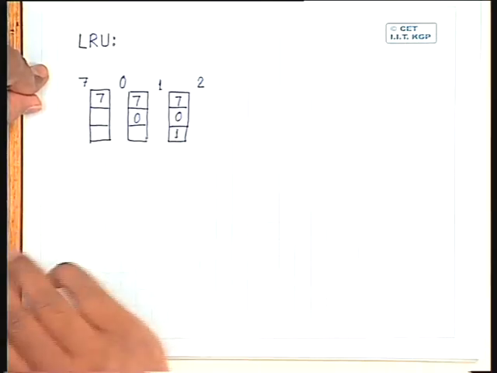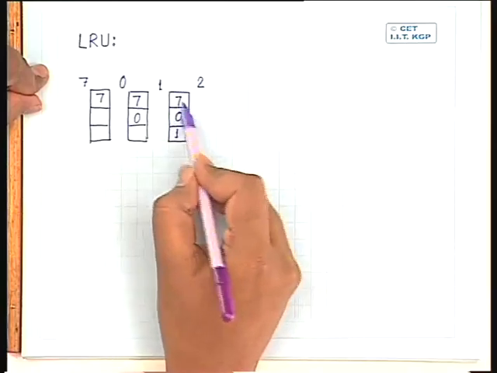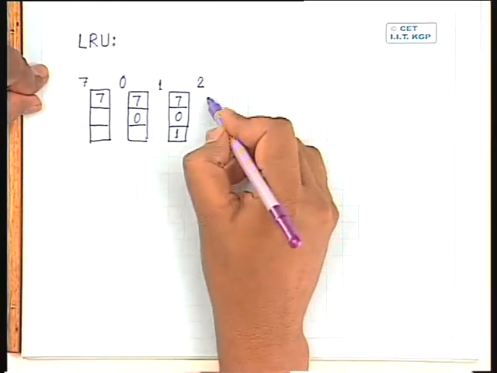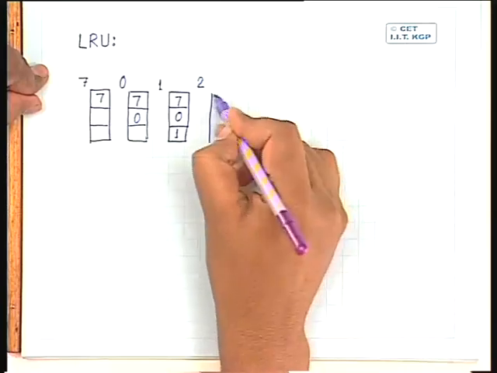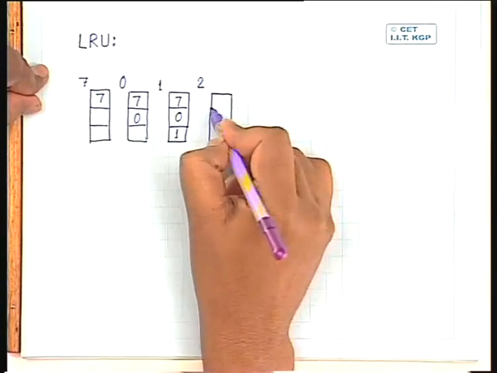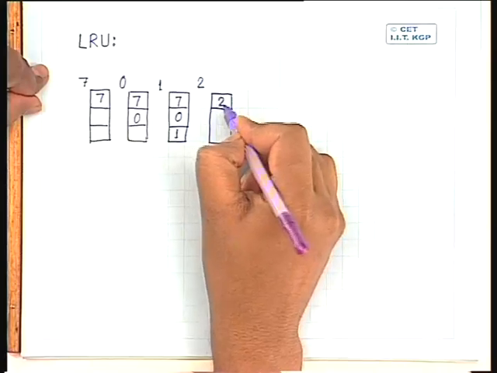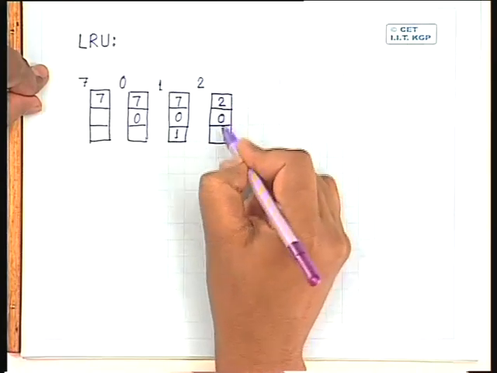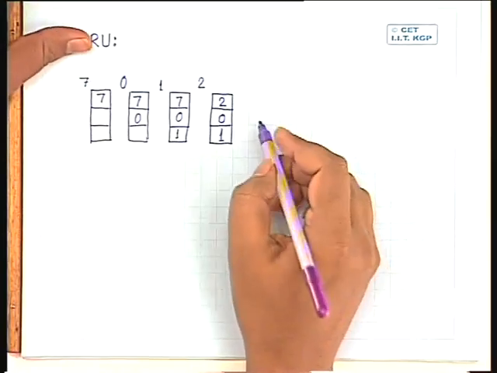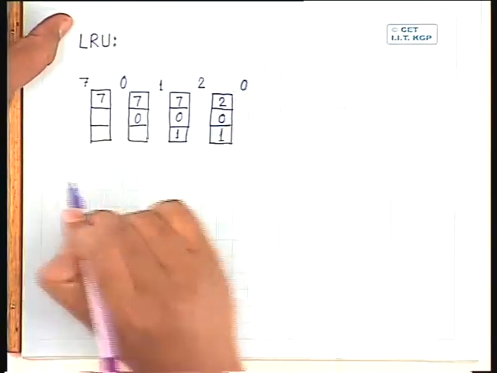And incidentally, in all the three cases, it has been page number 7 which is least recent. But that may not be true always. So what I do is I simply replace page number 7 by page number 2. So I have 2, 0, and 1. The next page that is referred is page number 0. I have no page fault.